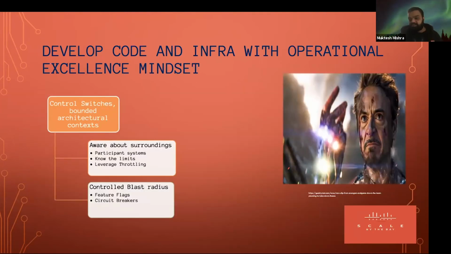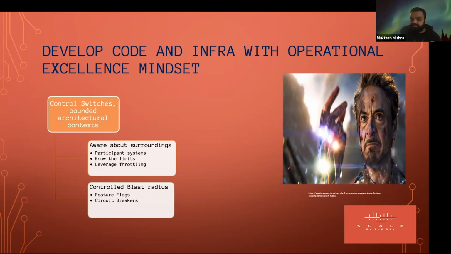Control switches. So we talked about what kind of contextual information we have, and the visibility through tracing. And then once we identify the component, how do we stop the flow? That is where control switches and bounded architectural contexts come into the picture, because using them, you can stop the flow.